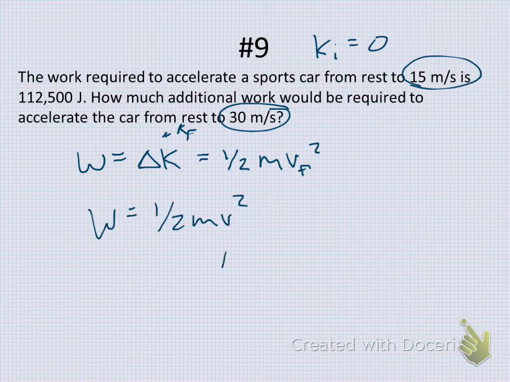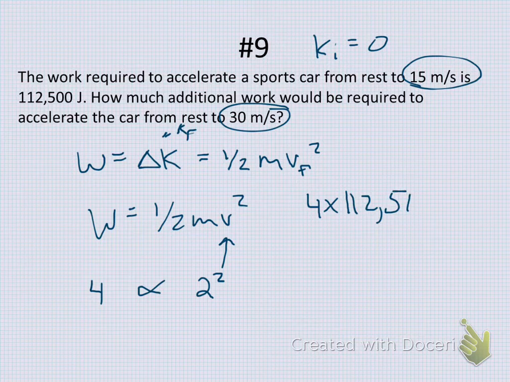This is proportional reasoning. If we increase velocity by a factor of 2, we have to remember that that factor that we increase velocity by has to be squared because velocity is squared. And so that means that work is going to have to be 4 times as much to keep that proportional to the original equation. So it's going to be 4 times more work than was done to get it to 15 meters per second. So 4 times 112,500 joules is going to be 450,000 joules.